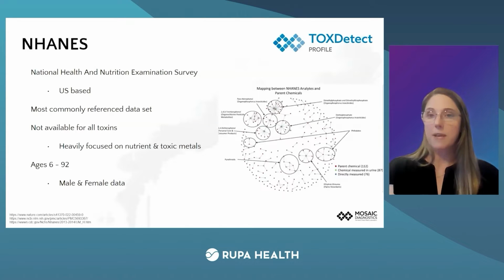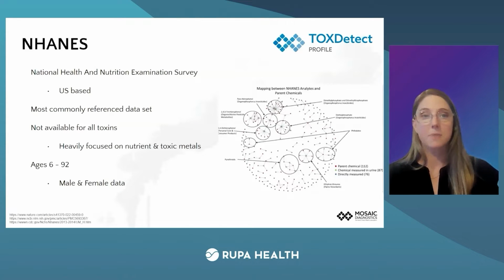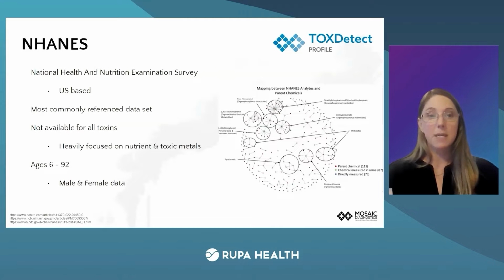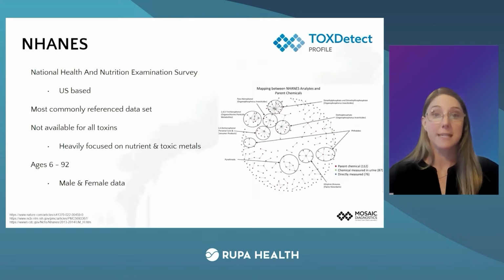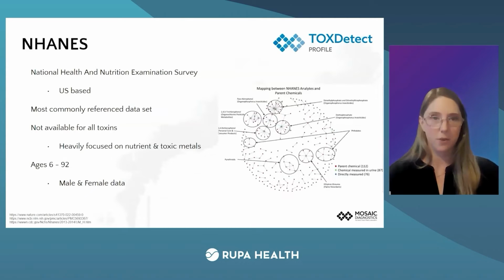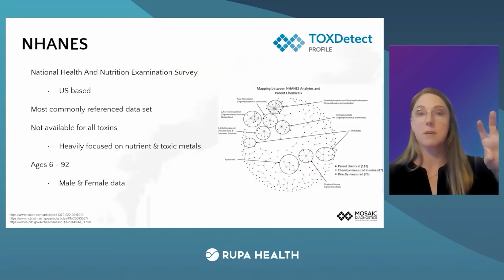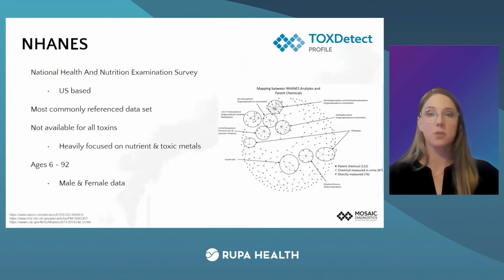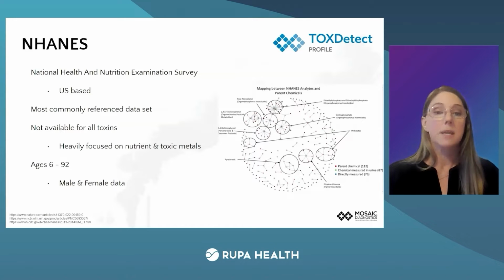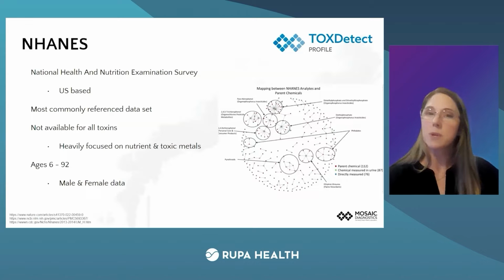Just a quick note about NHANES, because I'm going to say that several times. It is US based. It is an incredibly large reference data set, and it is widely used. It is updated periodically. So while originally it focused in on the nutrient and toxic metals, it has been expanded to include a host of chemicals, and they continue to update the chemicals that they look at. It is pretty evenly split between males and females, and it has a very broad age range that goes from like 6 to 92.